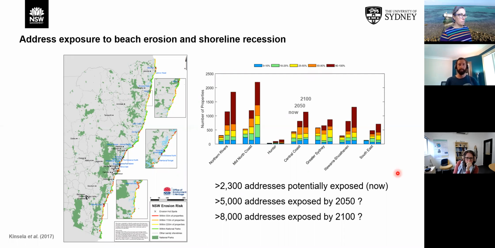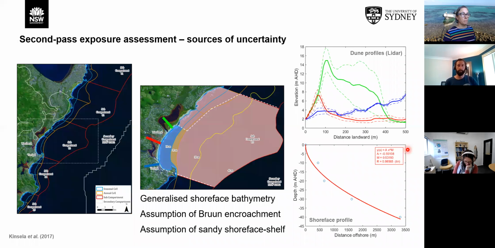So this second pass assessment, we called it, gave us a good appreciation of distribution of potential problems and impacts along the coastline. And also how exposure to coastal hazards is likely to grow into the future with climate change and sea level rise. There were a few problems with the assessment, however, which really came down to a lack of data and knowledge about our coastal systems.